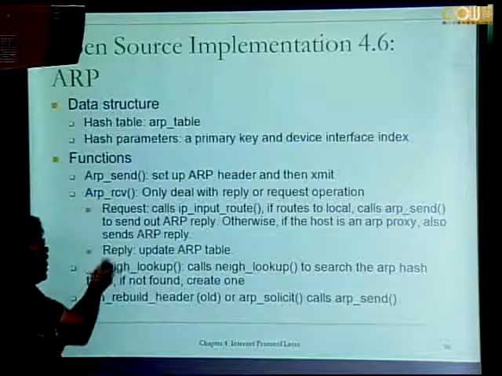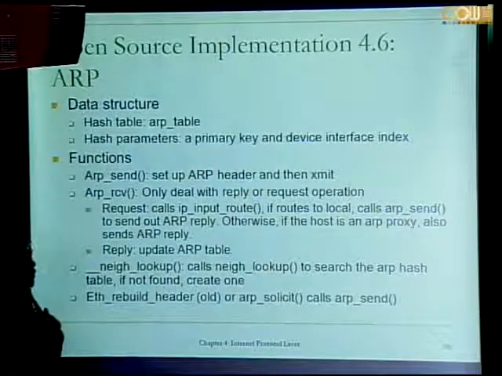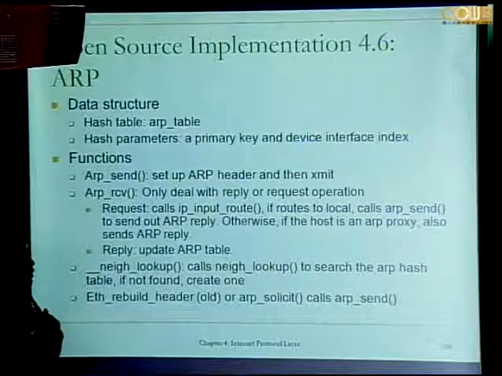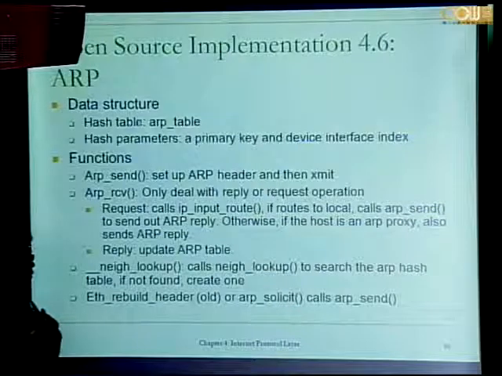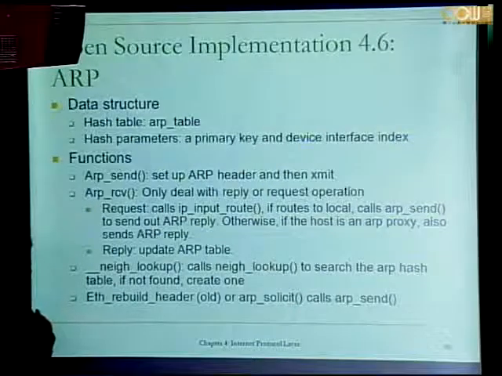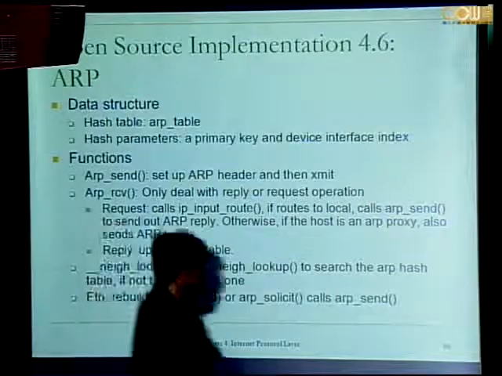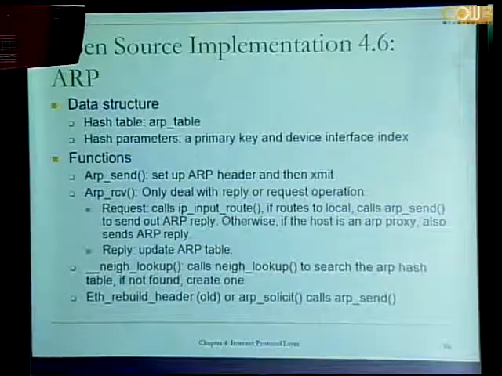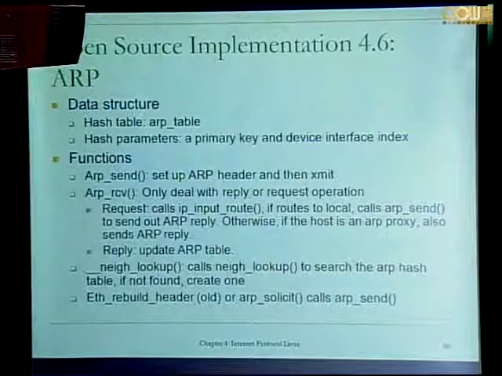And the function neighbor lookup is to search the ARP hash table. If it's not found, then create one entry in the ARP table. Okay, so that is a simple implementation of ARP.